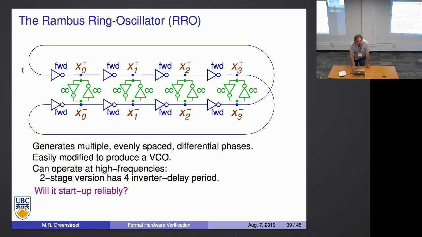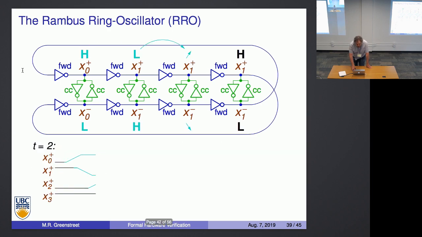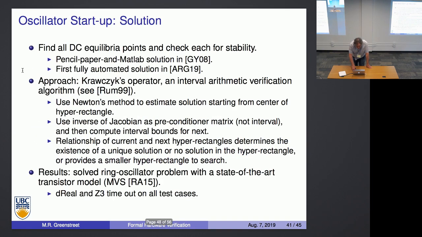Okay, I'm going to skip this one, but this is kind of cool because it's an interesting global convergence problem, which showed that using a different real arithmetic solver worked really well, right? So we solved the problem. We used Krawczyk's operator, which is an interval arithmetic verification algorithm, a class of things I haven't seen used much in the formal methods community. But the really cool thing is that we could solve this problem using state-of-the-art deep submicron transistor models. dReal and Z3 both time out on anything we try. We can do some pretty good examples.